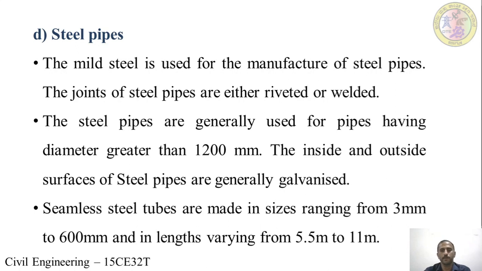The welded steel pipes are either straight seam welded or spiral seam welded. The seamless steel tubes are either cold rolled seamless steel tubes or hot rolled seamless steel tubes. These steel pipes cannot resist high vacuum pressure.